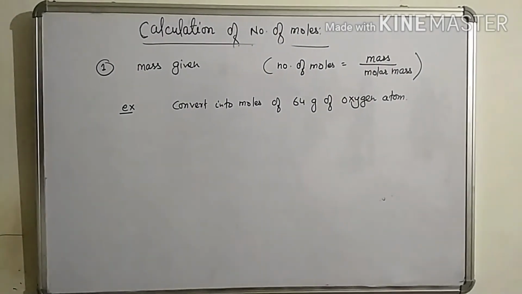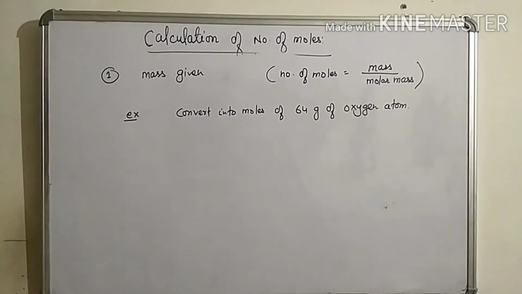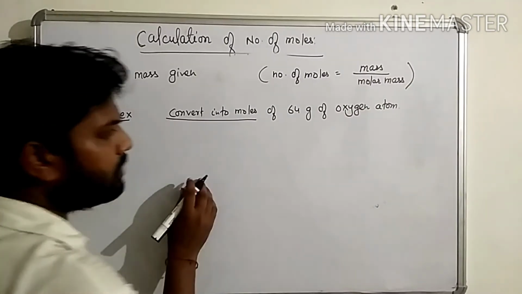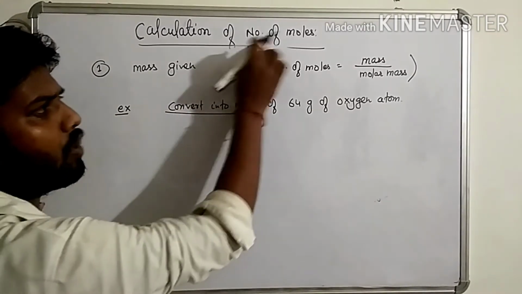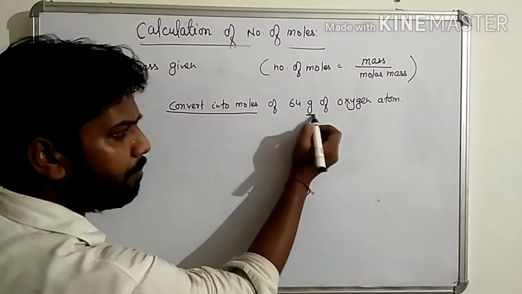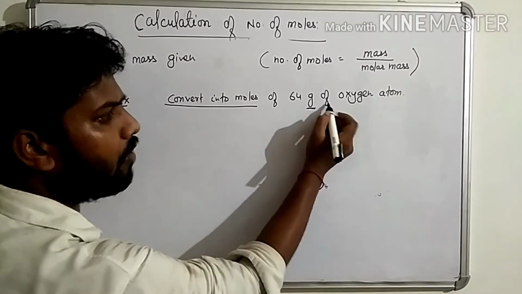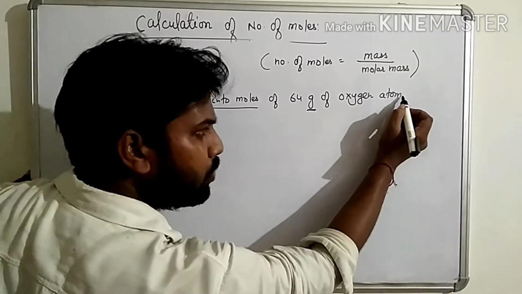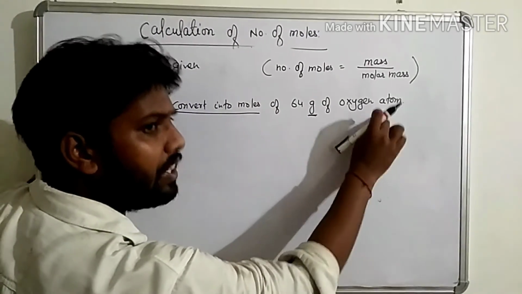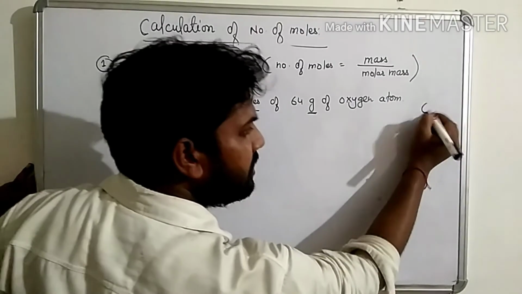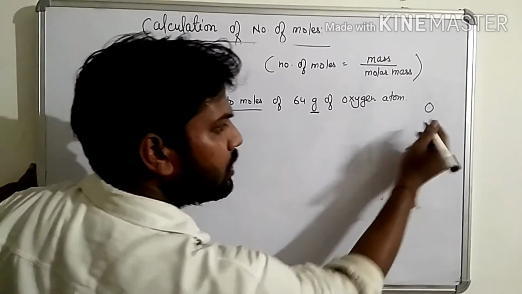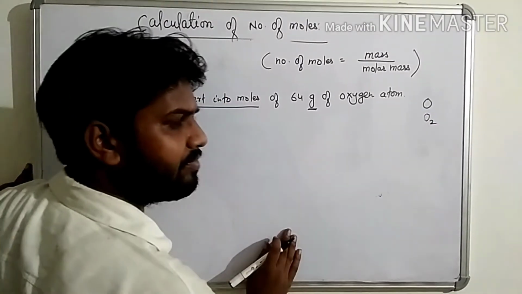See this question, children. The question is to convert into moles, meaning we have to calculate the number of moles of 64 gram of oxygen atom. Students, atom and gas are different. Oxygen atom means a single atom. If there is oxygen gas, we will write O2. Clear, students?